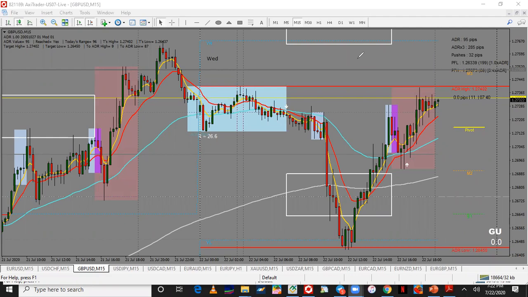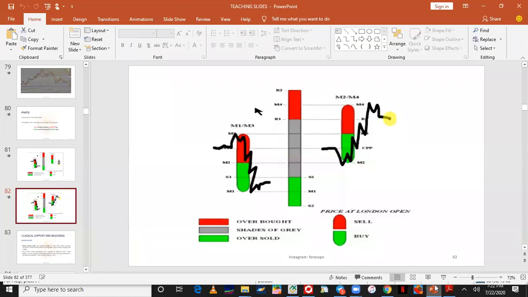So you need to know the trend for the day, and after knowing the trend for the day, you need to know what pivot points you are looking at to take the trades. What pivot points will be favorable for you to take a trade. So that's all I have for today.